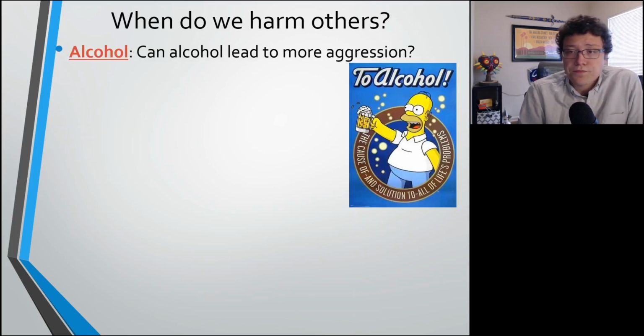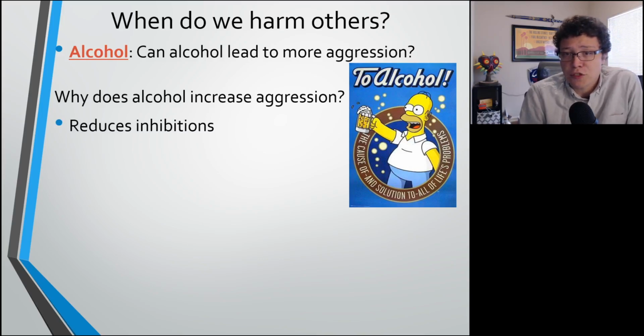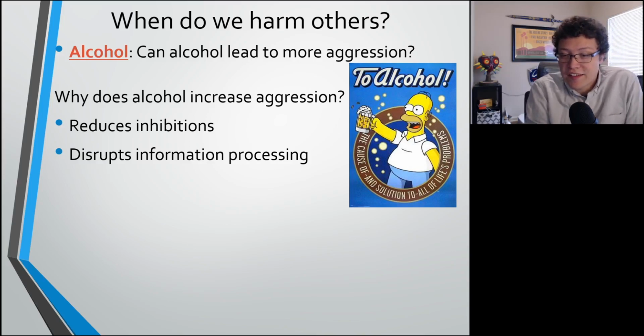Now, do you know that alcohol can also lead to more aggression? And why does this happen? Well, it reduces our inhibitions. Maybe you're more likely to say something you shouldn't, or do something you shouldn't. It disrupts our information processing, and what we mean by that is we stop overriding some aggressive impulses. It impairs planning and control components of the brain, and we might miss subtleties and focus on obvious things instead.